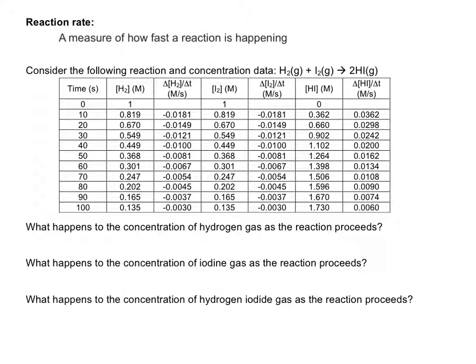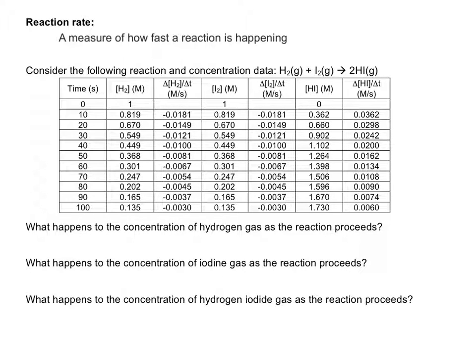And so when we start, we have some H2 and we have some I2. We have 1 molar of each of them, and we have no HI. Those are our products, and we haven't formed anything yet. And that's at time 0. So at 10 seconds, you can see that some of the H2 and I2 has reacted, and some HI has formed as a result, all right?